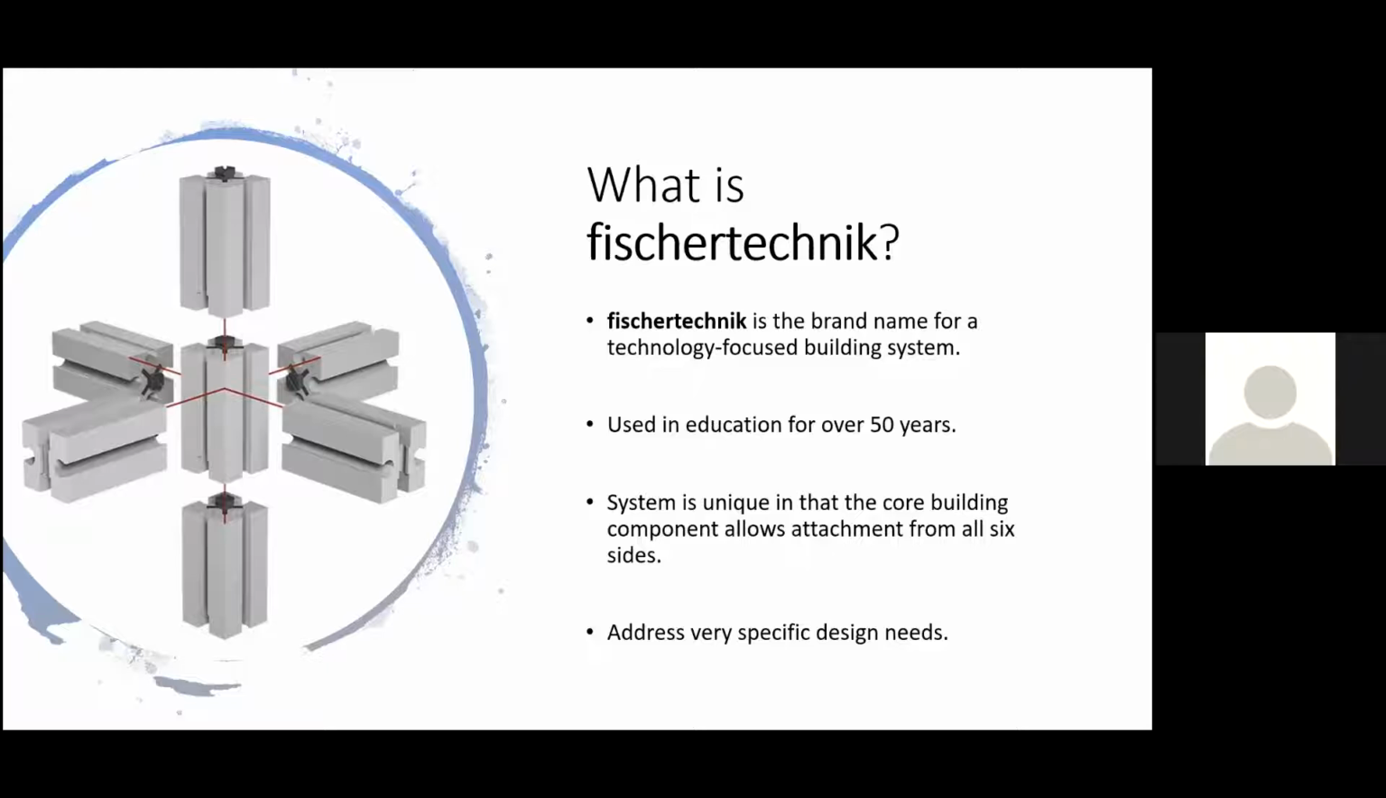Now, what makes the fischertechnik building system unique is that unlike other popular construction systems where the components are designed to simply stack, the fischertechnik system was created with more of an engineering mindset. The core building block in the system is designed to enable attachment from all 6 sides, and because of this, it allows for almost limitless design possibilities. Many of the parts are designed to slide together and lock in place using a tongue and groove assembly method, and the hundreds of different parts available will also help to address very specific design needs.